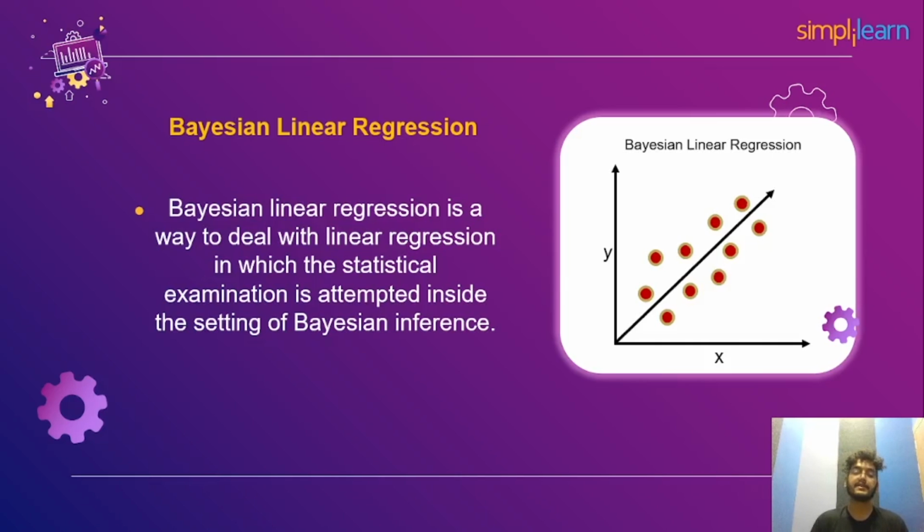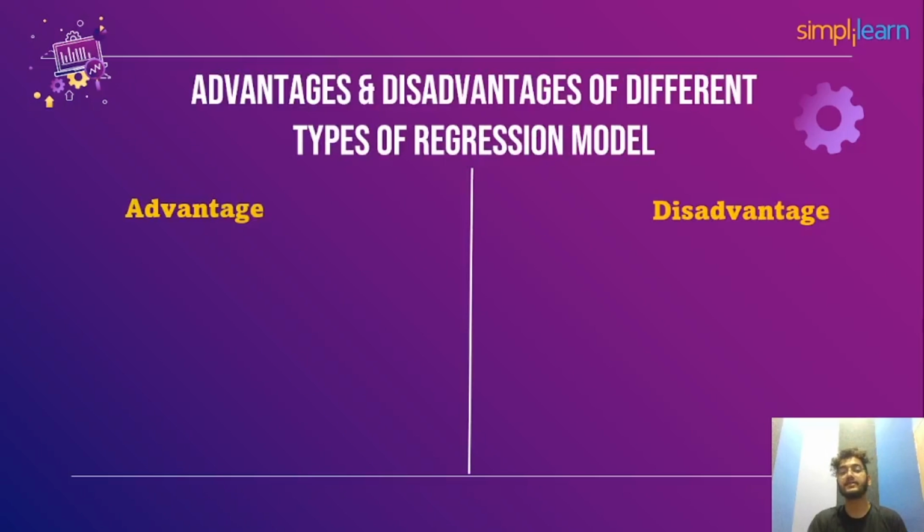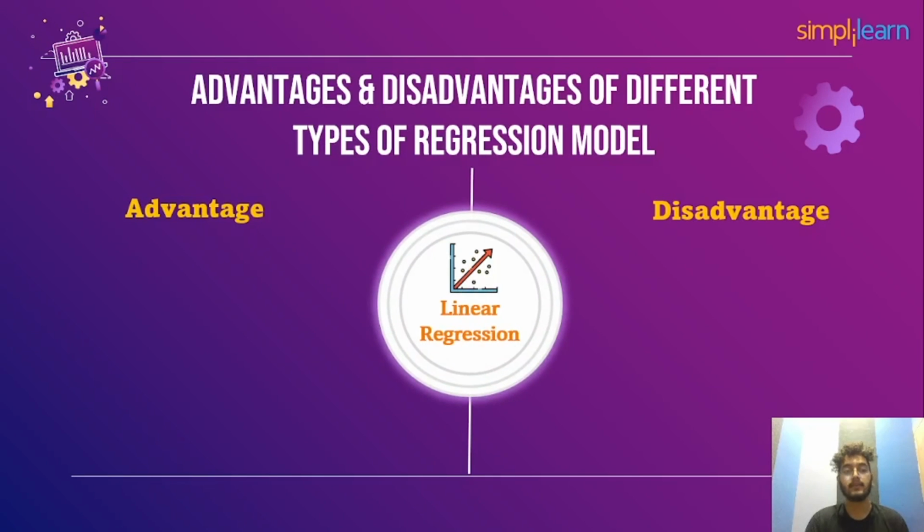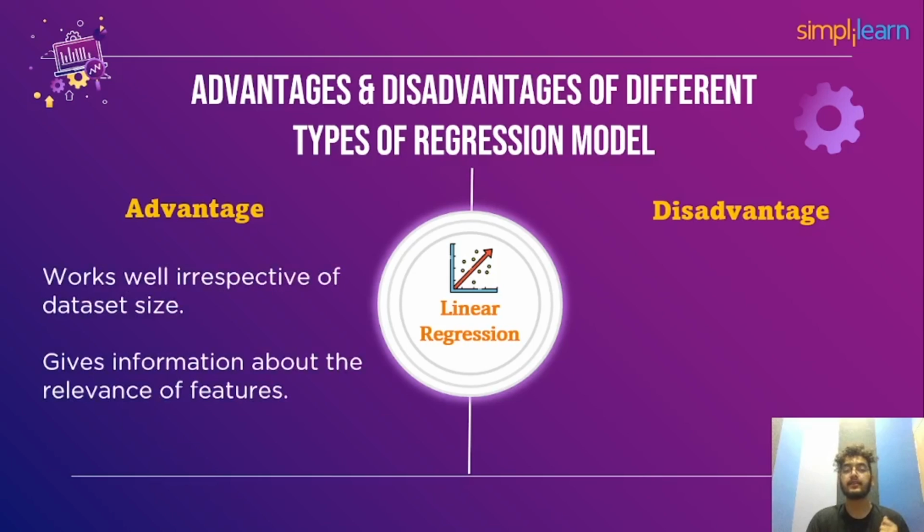After seeing some regression analysis algorithms, let's move forward and see the advantages and disadvantages of different regression analysis models. The first model is the linear regression model. The advantages are that it works well irrespective of dataset size, and it gives information about the relevance of features. The disadvantages are the assumptions of linear regression.